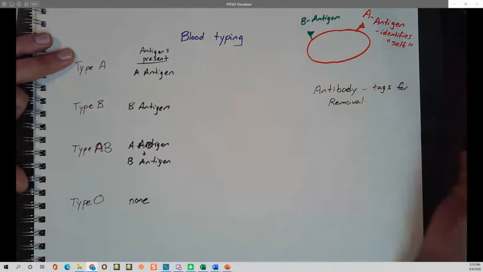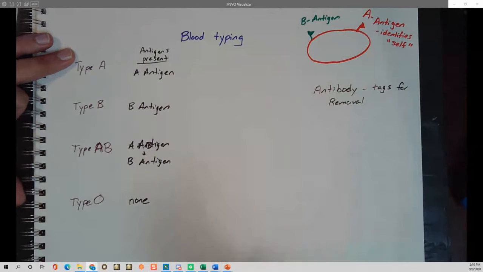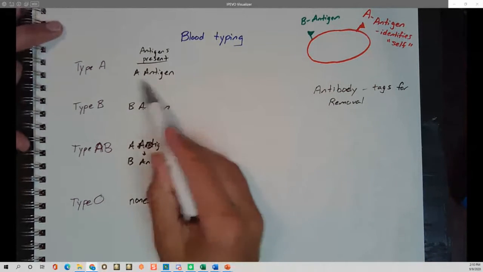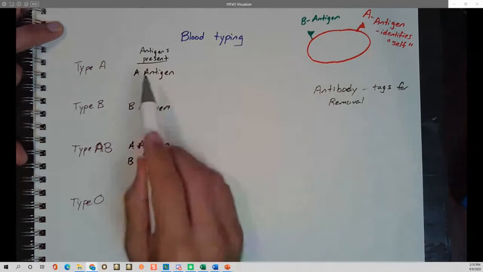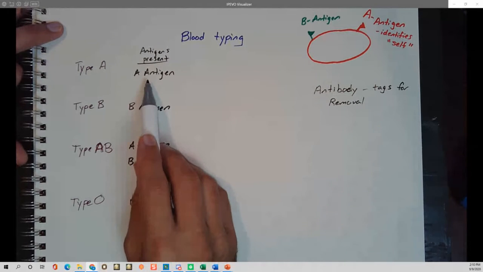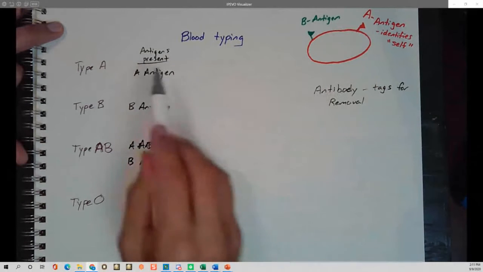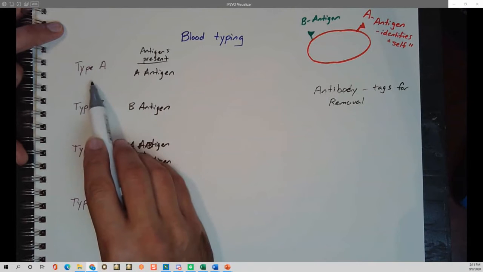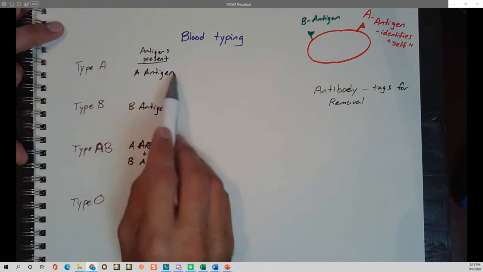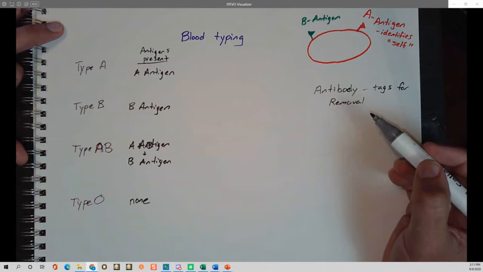It's going to tell a monocyte, for instance, to come and eat this particular piece of debris. This is a foreign object. It doesn't belong here. Let's eat it and get rid of it. So let's think about this. If you have an A antigen, do you want an antibody against the A antigen? No. If you had an antibody that flagged the A antigen for removal, wouldn't that just kill you? So you don't want what's called an anti-A.